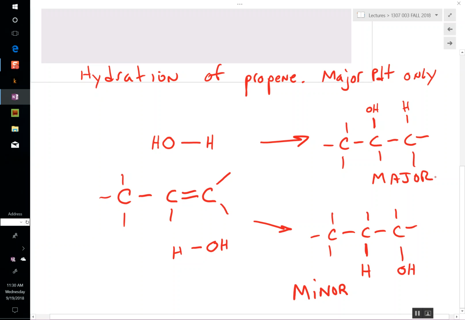Markovnikov got interested in this. He was hydrating alkenes. And when he was first doing this, in the late 1800s, he could see he was getting two products. And he was thinking, maybe half the time I get that product, half the time I get that product. I could see where the water molecule half the time might come in this way, half the time it might come in that way. And so I get 50% this, 50% that.